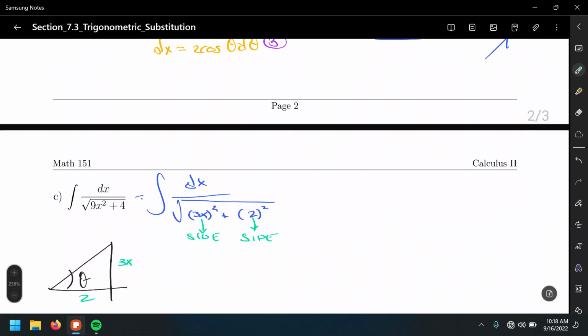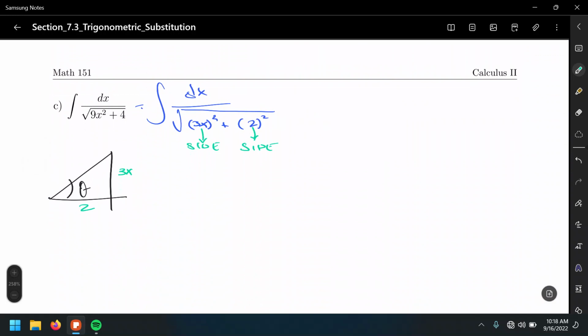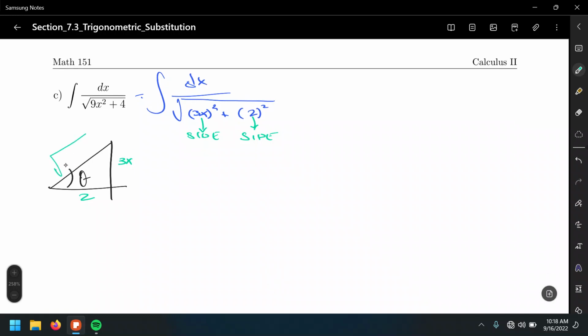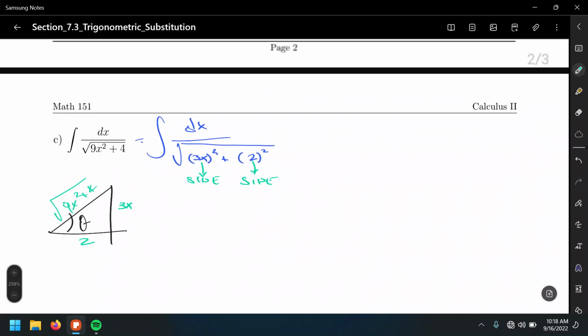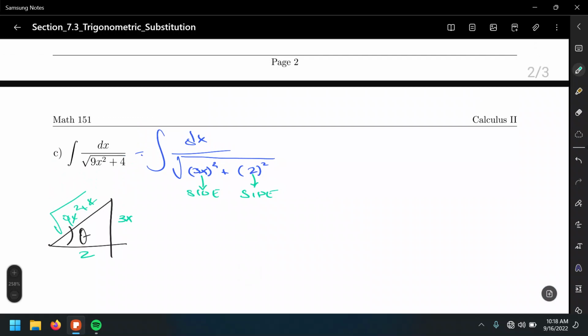So with 3x and 2, if you do the Pythagorean theorem, that's the radical of 9x squared plus 4. And let's do the substitution. Number one, we need an expression for the radical. We have a couple of options. Number one, radical over 2 or radical over 3x. Which one is the simplest of them?